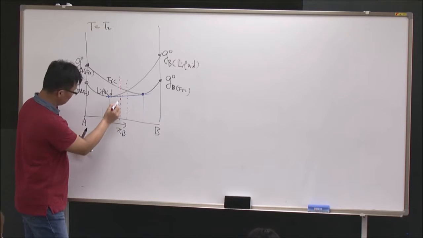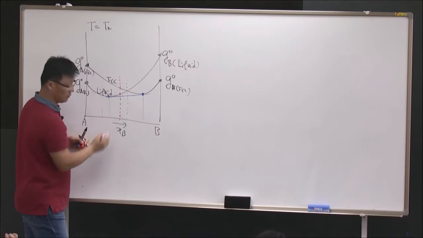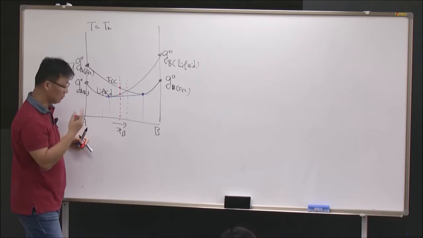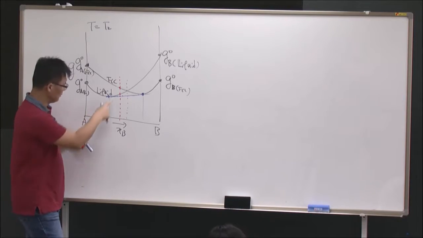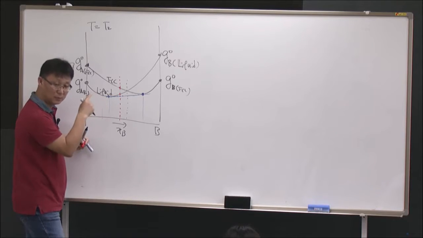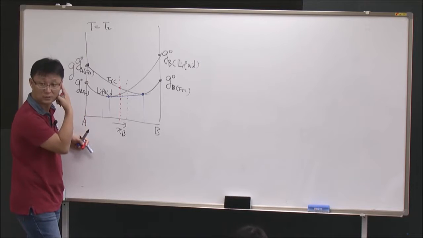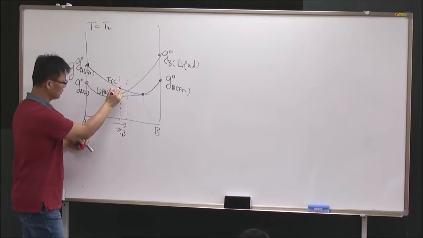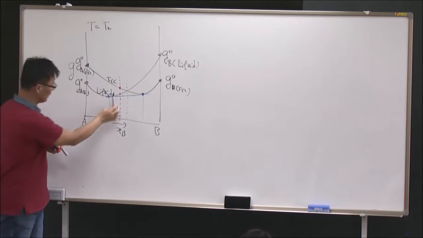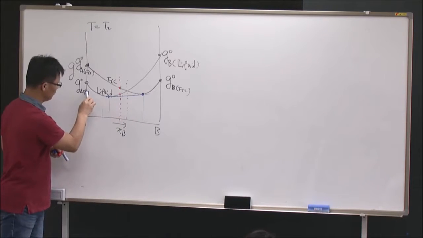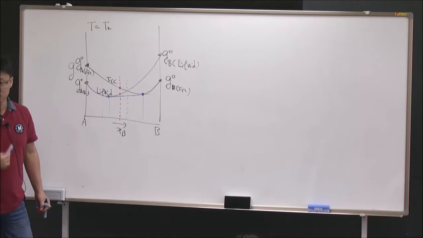At this composition, this liquid phase has lower Gibbs energy than this FCC phase. So in terms of a single phase assumption, liquid has lower Gibbs energy than solid. So liquid should be more stable than the solid FCC phase at this composition. This composition is not changing. The Gibbs energy of liquid at this composition is this one, and the Gibbs energy of solid is this one. So liquid has lower Gibbs energy than the solid phase.